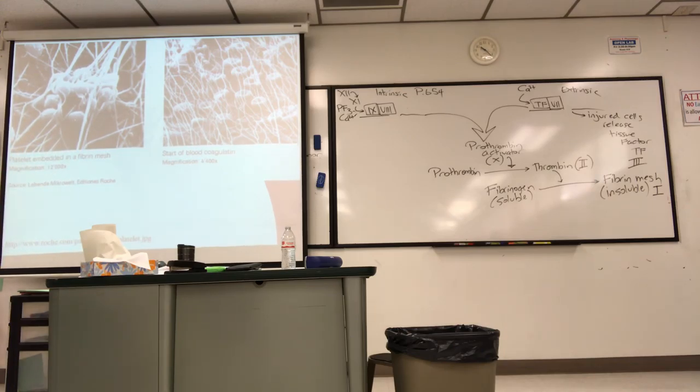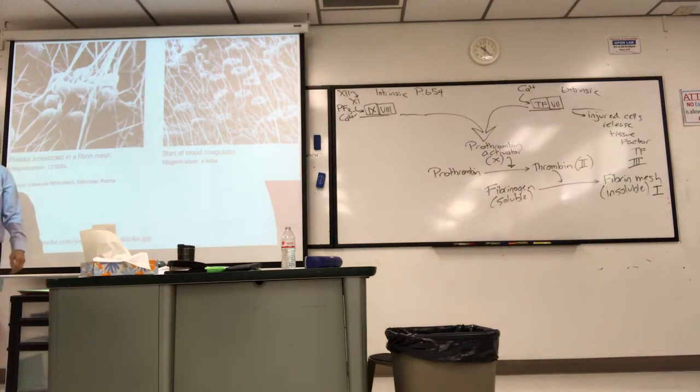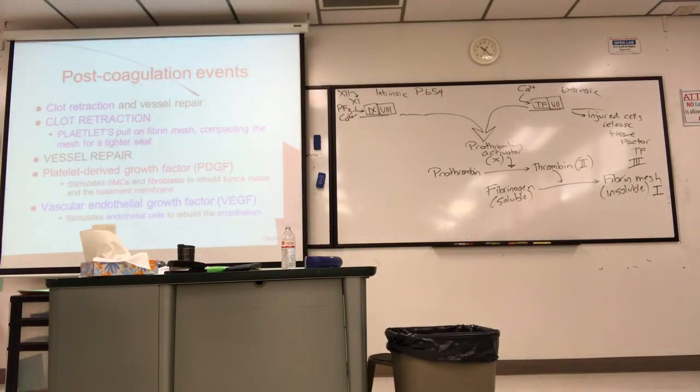So what coagulation of blood is, is the blood's formed elements becoming trapped in a fibrin mesh. And that stops the bleeding. Okay? And that'll allow the healing to take place. So you've managed to stop the bleeding, but you need to heal the vessel. So what are some things that happen post-coagulation?